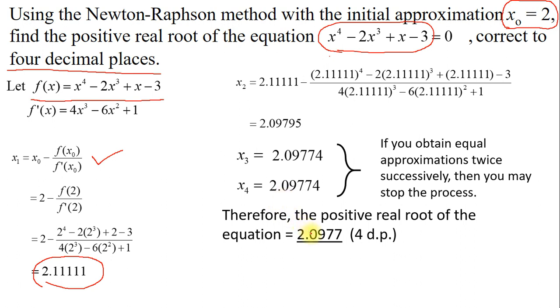From here, you round off to 4 decimal places as requested by the question. Alright, so 2.09774, you round off, you get this, 2.0977, put bracket 4 decimal places. Right? Remember, you must put this 4 decimal places. If you do not put this, then this sign you must not put equal sign. You must put approximate sign. But if you put 4 decimal places here, then you can put equal sign.